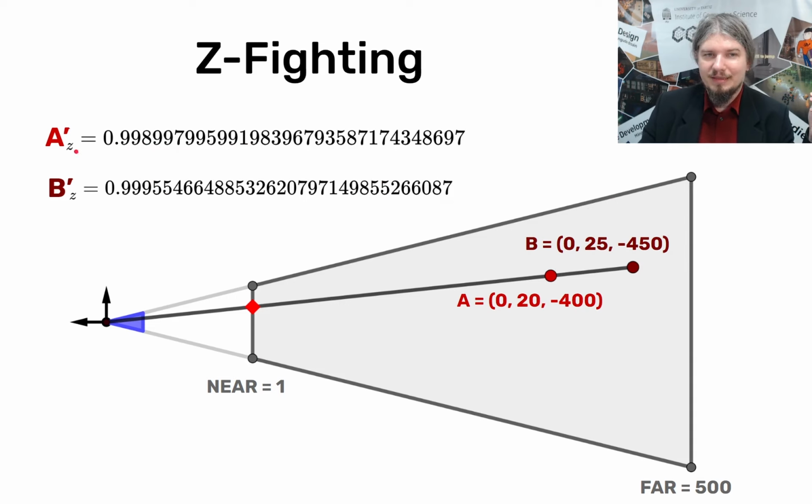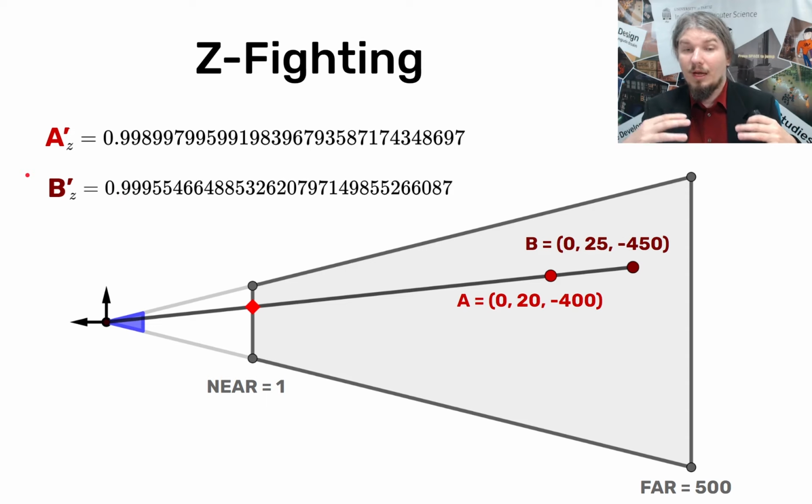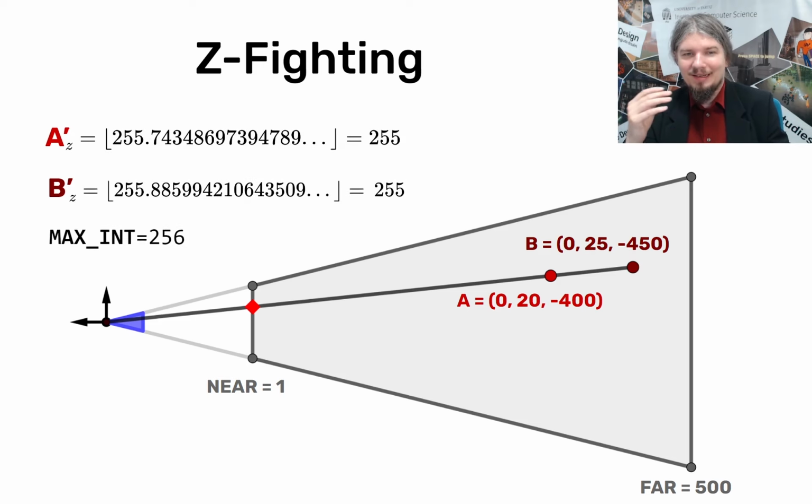So the projected depth of A is 0.9989, and for B it's 0.999. Now in the GPU, these depth values are actually converted to integer values, and those have a limit on how many different integer values the memory can hold. So for this particular example, let's say that our max int is 256. So this is the largest integer we can hold.